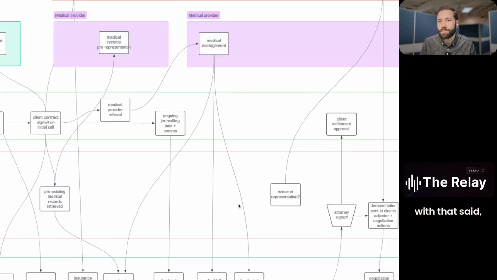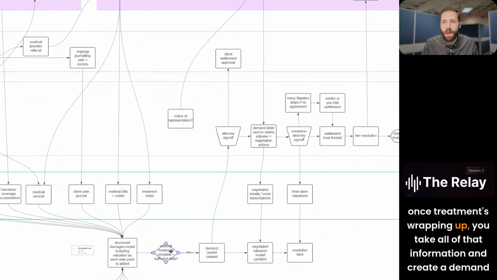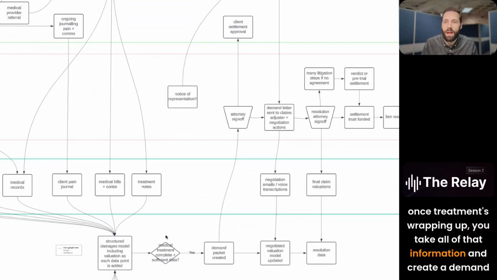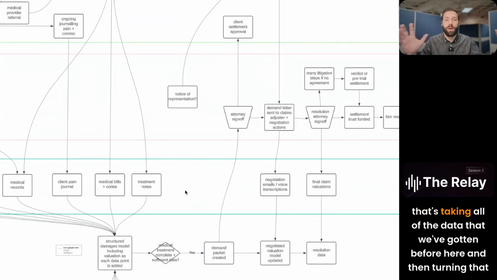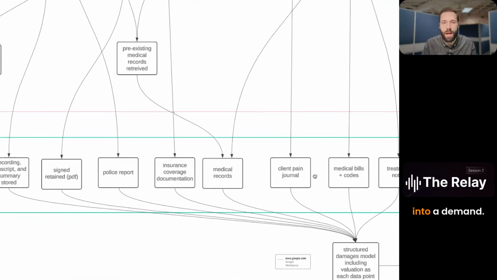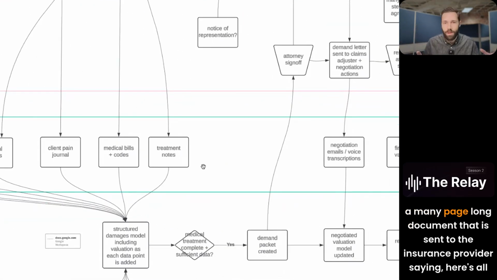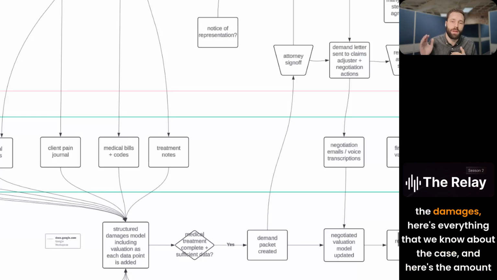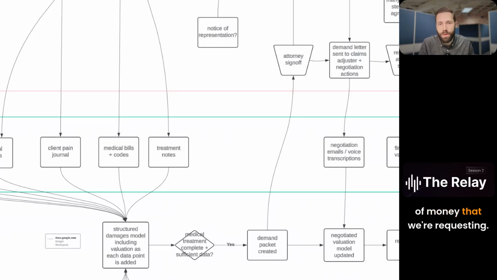With that said, once treatment's wrapping up, you take all of that information and create a demand packet. That's taking all of the data that we've gotten before here and then turning that into a demand, a many page long document that is sent to the insurance provider saying, here's all the damages, here's everything that we know about the case, and here's the amount of money that we're requesting.